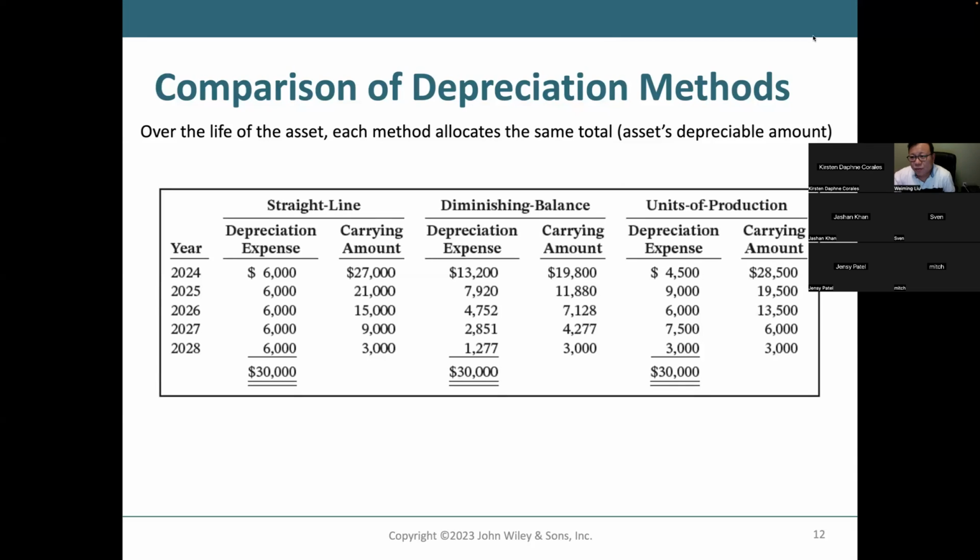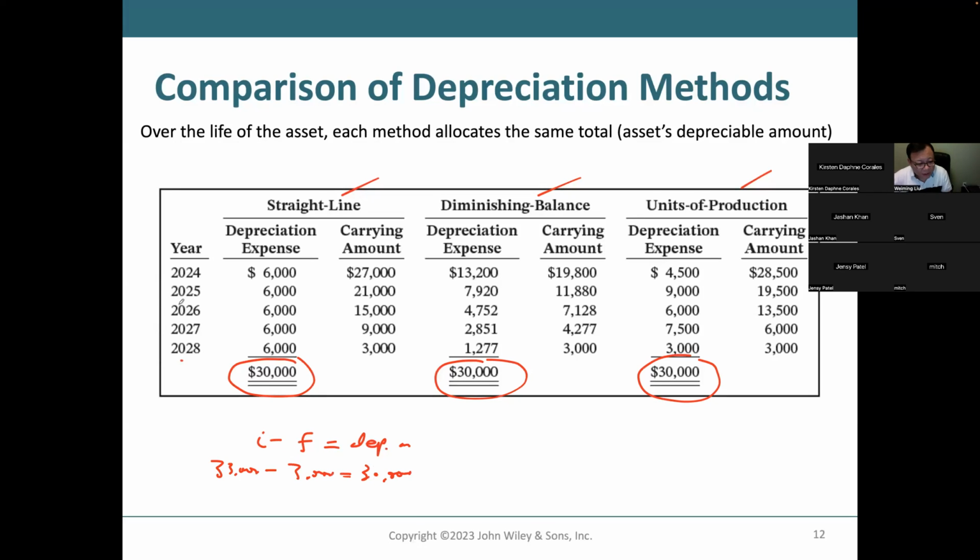So I'm almost done. When I'm comparing these methods, put them together. You can see, it doesn't matter which method I'm using. After the number of years of useful life, my total depreciation expenses are all equal to the depreciable amount, which is the initial value minus the final value. So 33,000 minus 3,000, my depreciable amount is $30,000. Over the years of useful life, the total depreciation expenses are the same.